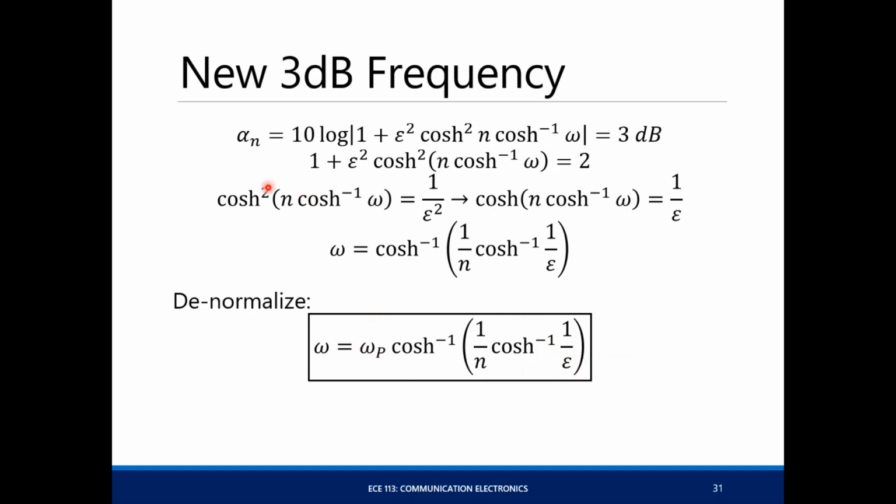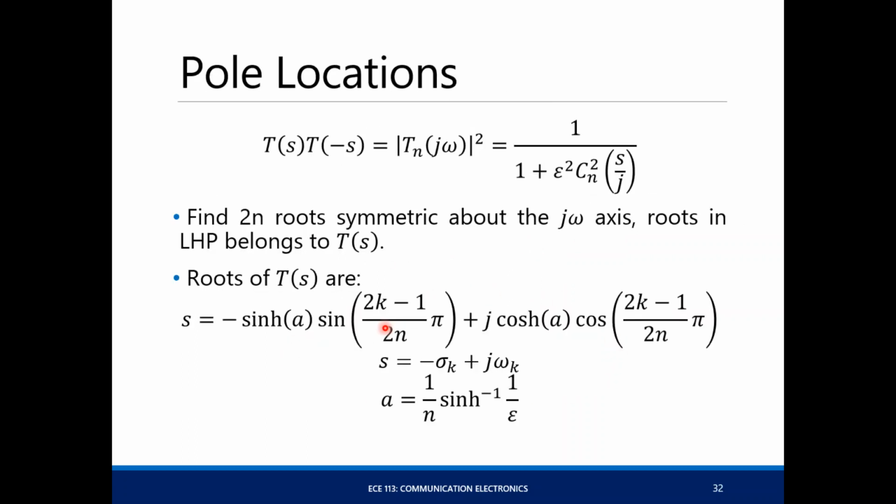So this value should cancel the epsilon. We find an omega that cancels this epsilon, and that will be the new cutoff frequency. Now let's look at the pole locations of your Chebyshev filter.